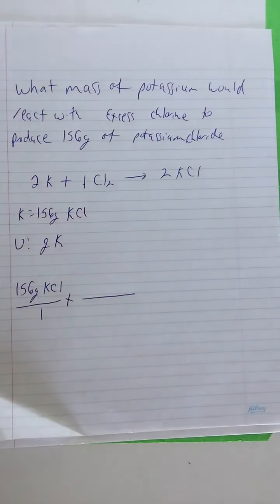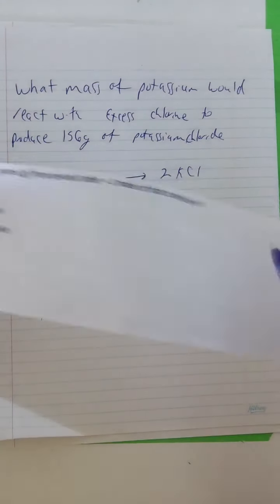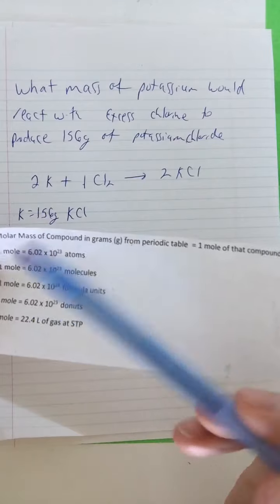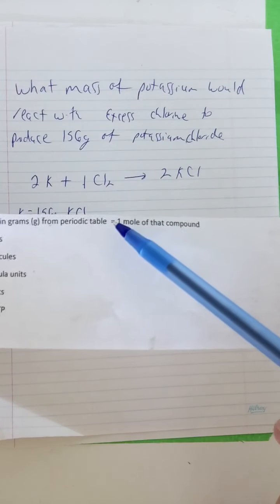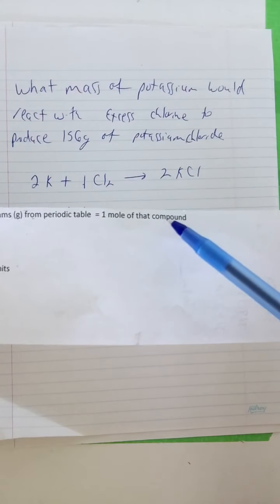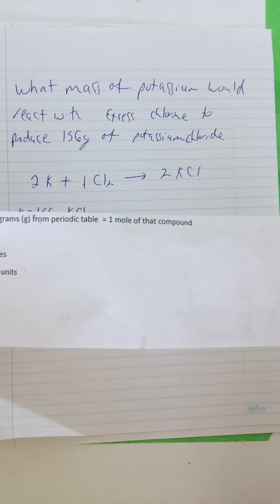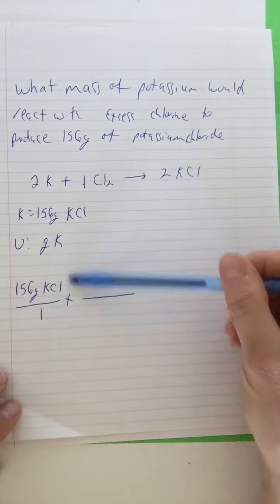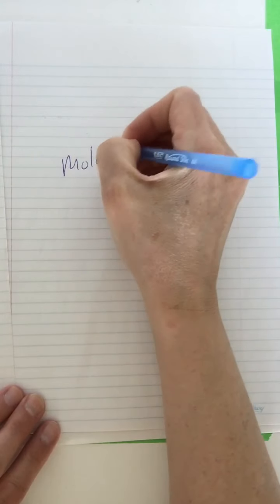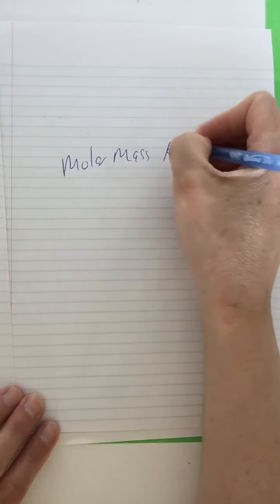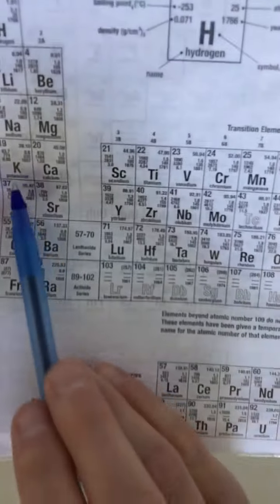Well, I need a little side paper here. First thing I have to do is look back at my sheet and say, look at this. The molar mass of a compound in grams from the periodic table is equal to 1 mole of that compound. So I've got to find out the molar mass of KCl. I'm just going to get a fresh page. Molar mass of KCl. So I'm going to look it up on the periodic table. I'm going to look up K, which is right here.